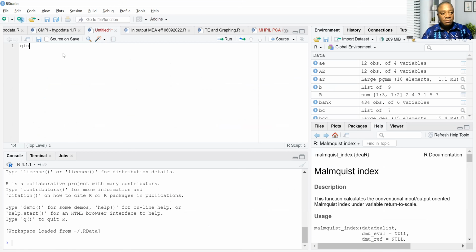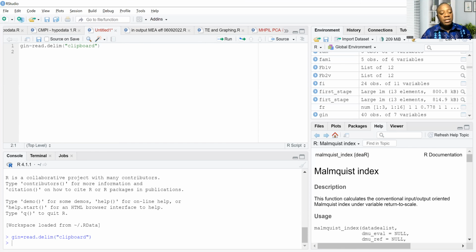Just type gen equal to read dot delim bracket, then you bring double apostrophe clipboard. This command, we already know it. I told you to type it. So once you've typed this command, while the cursor is blinking on that same horizontal line, click run at the top. With the data already copied, click run.